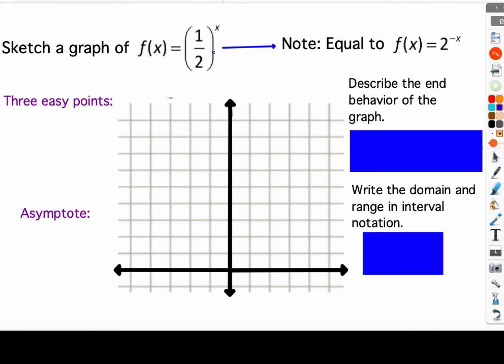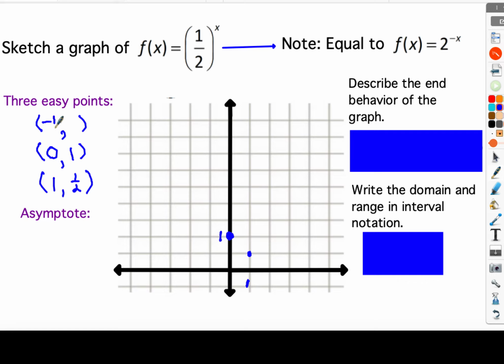Now, instead of plotting a lot of points, let's plot 3 easy points just to get the basic idea of what's going on. Again, if we plug in 0 for x, basically we're still equal to 1. So again, I'm going to go ahead and plot a point. I'm going to call this 1 here. I'm going to go by halves here. If I plug in 1, again, I'm going to get 1/2, right? 1/2 to the first power is just a half. So over here at 1, we're going to be at 1/2.